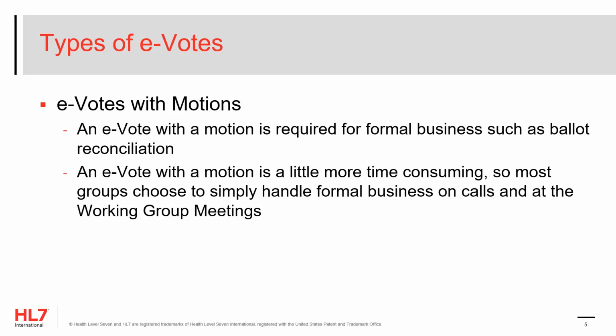There are also e-votes with motions. An e-vote with a motion is required for formal business items, such as ballot reconciliation. These votes tend to be a little more time-consuming, so most groups choose to simply handle formal business on calls and at the working group meetings. However, if you choose to do this type of e-vote, a template is available for you to use.